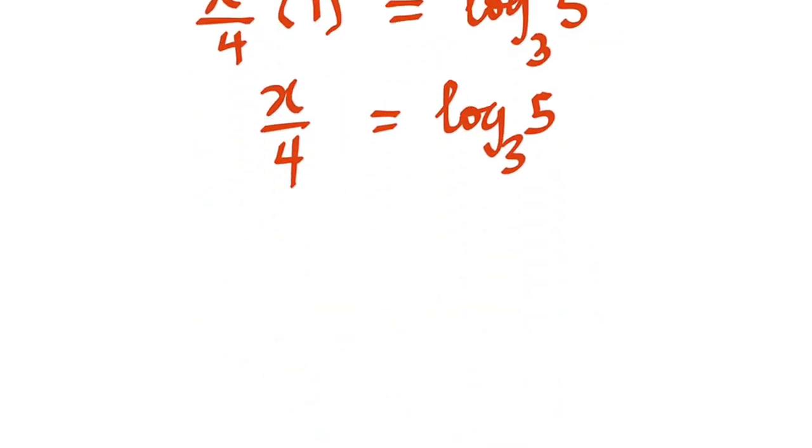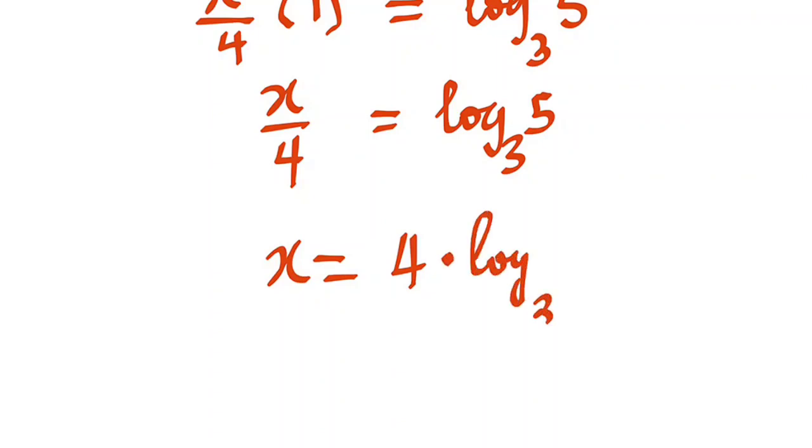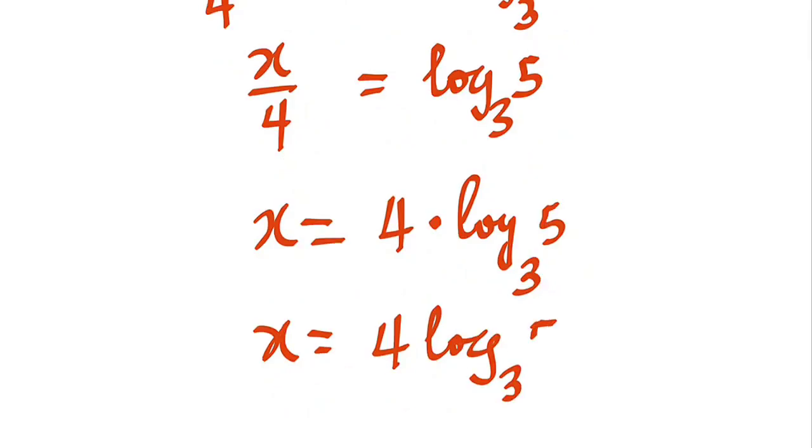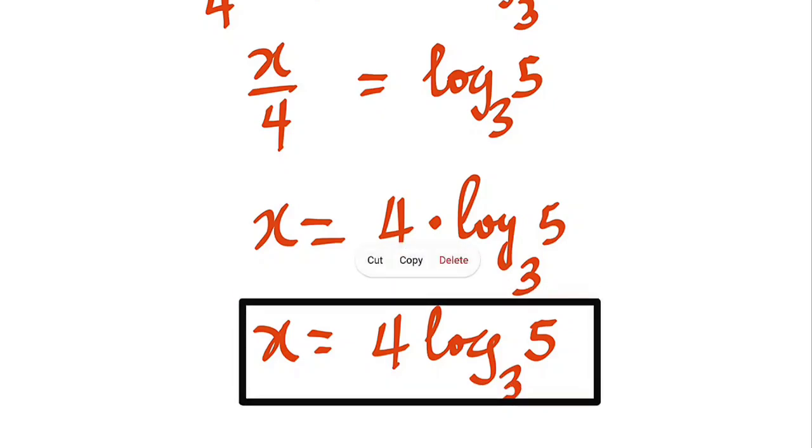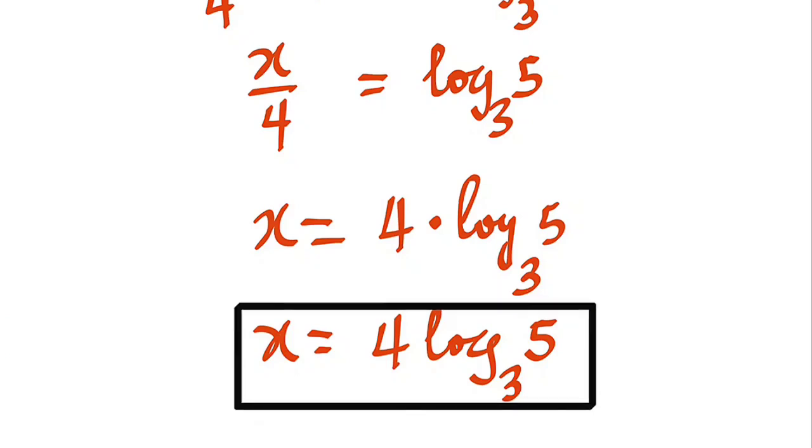Moving on, the next thing we're going to do is to multiply both sides by 4. So we're going to have x equals 4 multiplying log base 3 of 5. So x is 4 log base 3 of 5. This is the solution to the problem. Are you getting it now?